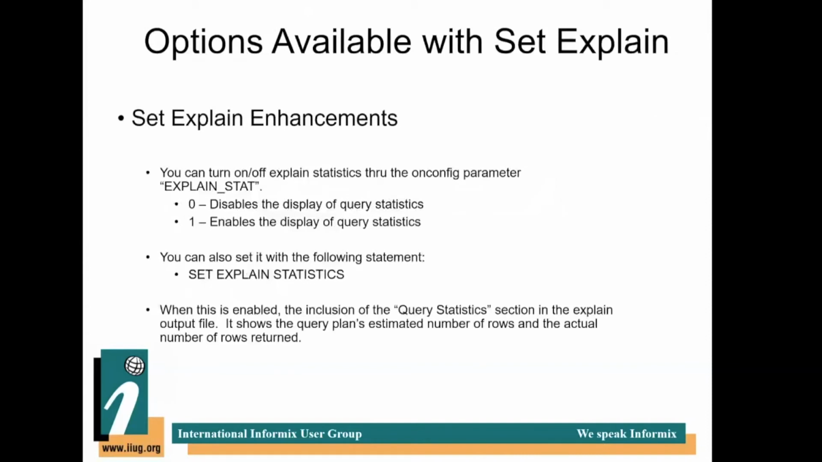Set explain enhancements. You can now turn explain statistics on and off through the config parameter EXPLAIN_STAT. 0 disables it, 1 enables it. You can also set it with the following statement, set explain statistics. When it's enabled, the query statistics section is included in the explain output file. It shows you the query plan's estimated number of rows and the actual number of rows returned. Again, this will help you get more information about your query to better tune it.